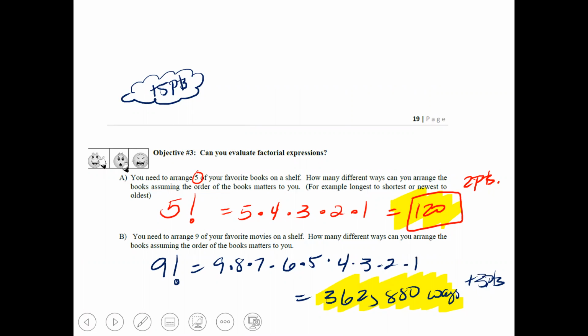Last time we went over objective number 3 on page 19. Make sure you have completed that.